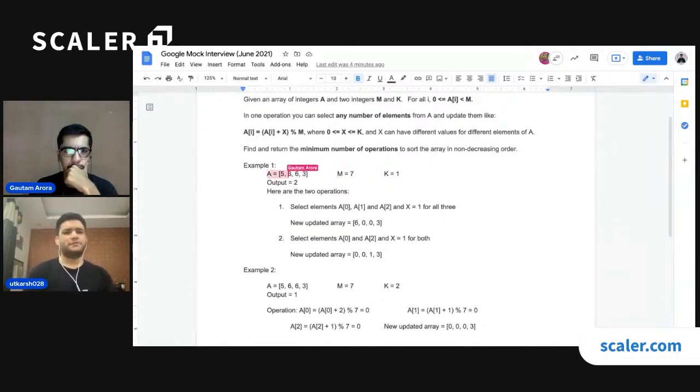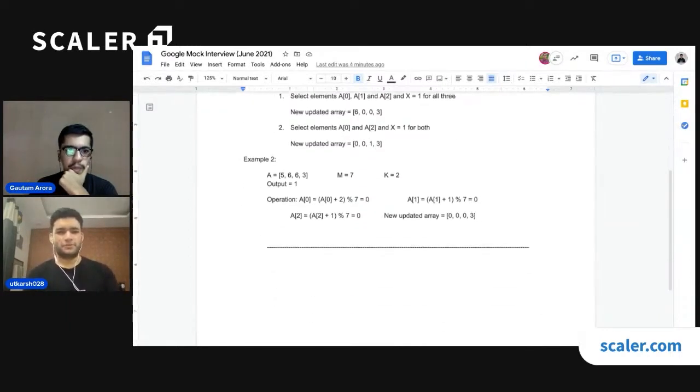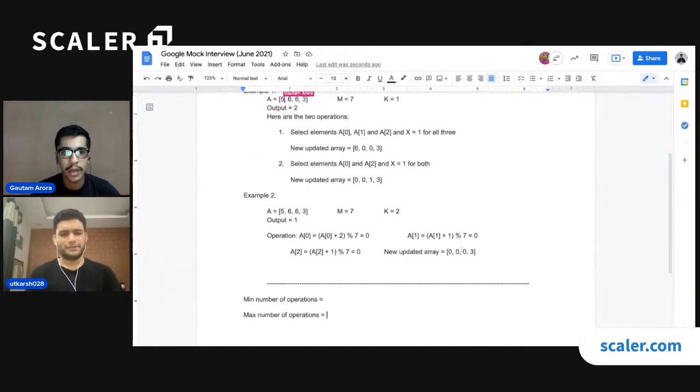Okay, as you mentioned, if we calculate the minimum number of steps and maximum number of steps to sort the array, let's try to define them. Can you tell the minimum number of operations? Basically, we need to find the minimum number of operations only to sort the array. So the maximum number of operations, I guess, would be equal to the length of the array, if I'm not wrong.